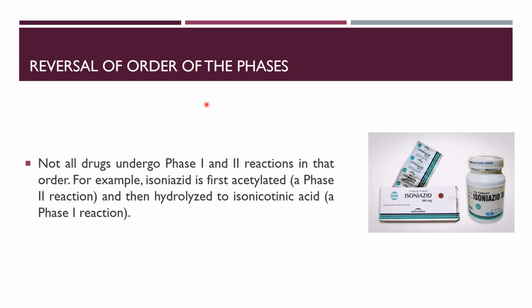Reversal of order of the phases. Not all drugs undergo phase 1 and phase 2 reactions in that order. For example, isoniazid is first acetylated, a phase 2 reaction, and then hydrolyzed to isonicotinic acid, a phase 1 reaction.